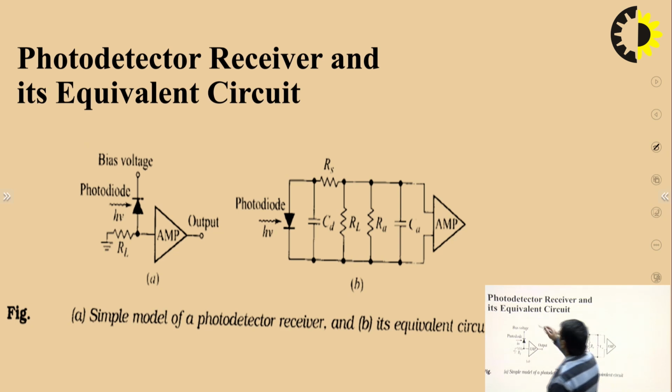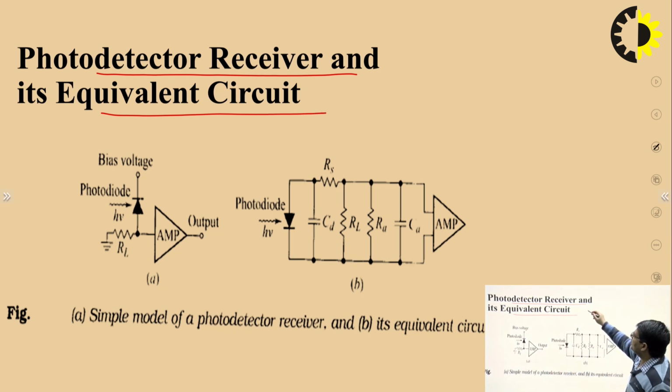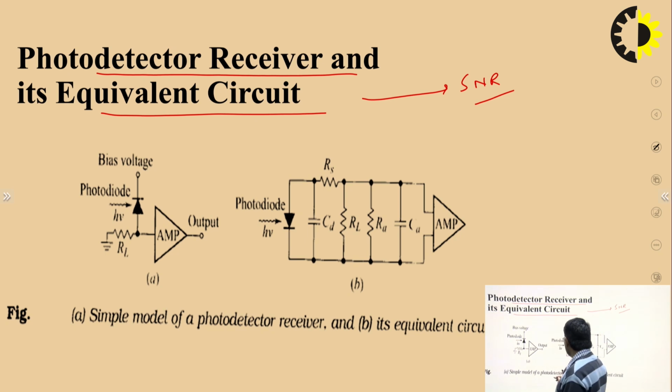Now the last topic in today's lecture will be photodetector receiver and the equivalent noise circuit. So basically we are calculating the SNR in the case of photodiode or receiver. So for calculating the SNR, we have drawn this simple photodetector receiver. In this case we have a photodiode where the light is incident over the photodiode, and just after the photodiode we use an amplifier. This amplifier is basically known as the front end amplifier.